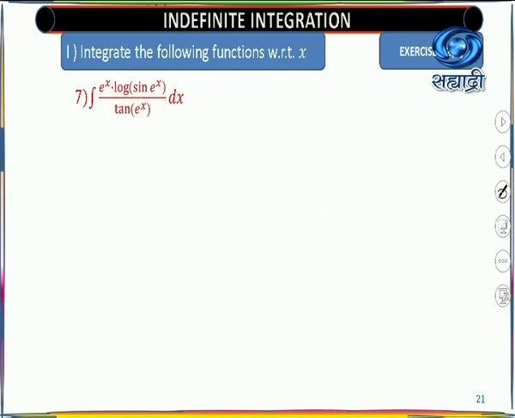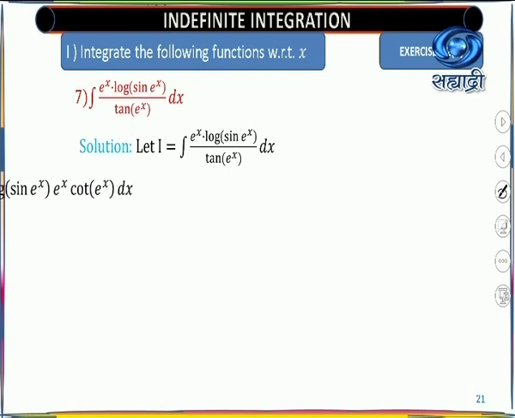That is our step. So we'll begin with our step. Look at here, this is your integral of e raised to x log of sin e raised to x upon tan e raised to x dx. Just now we discussed that we want tan in the numerator, so we'll write 1 upon tan, because we don't want tan or any function in the denominator. So we'll write that as log of sin e raised to x cot e raised to x dx.